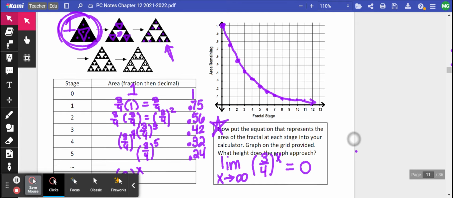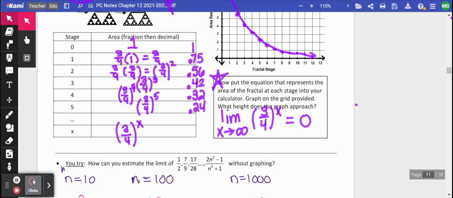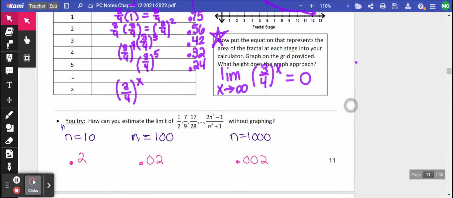So let's look at this example. And I wrote down some numbers for you here. So what if we wanted to estimate the limit of this particular sequence? This is the rule. That's kind of a messy rule. So one way that we could do it, which we really don't want to use, is just to drop numbers in that get bigger and bigger and bigger. So I picked 3 numbers. I said, well, what if n was 10? What if n was 100? And what if n was 1,000? What would this value be? And the values went from 0.2 to 0.02 to 0.002.